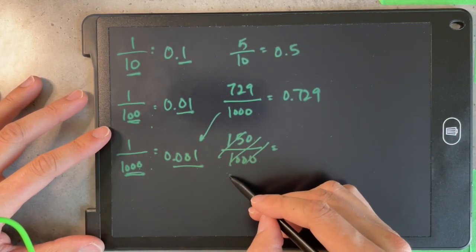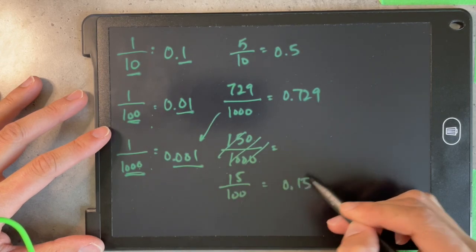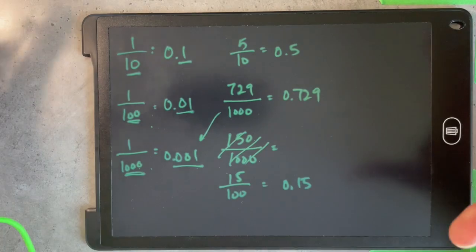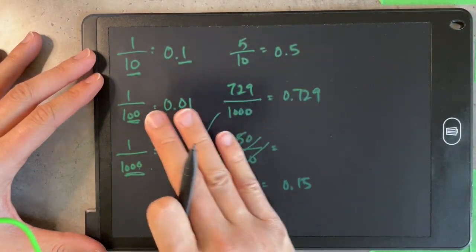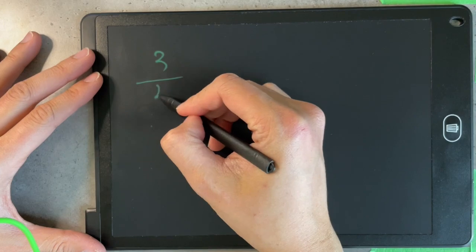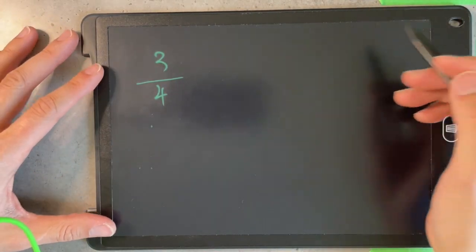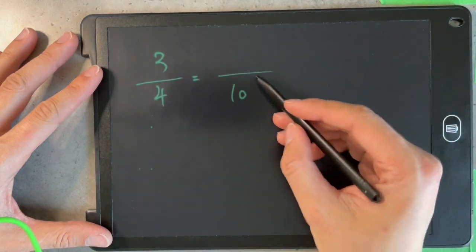So 15 over 100 will be 0.15. So that's how you go between fractions and decimals. But if it's a fraction where it's not so obvious, let's say 3 over 4, you can change it into something over 10 or over 100.